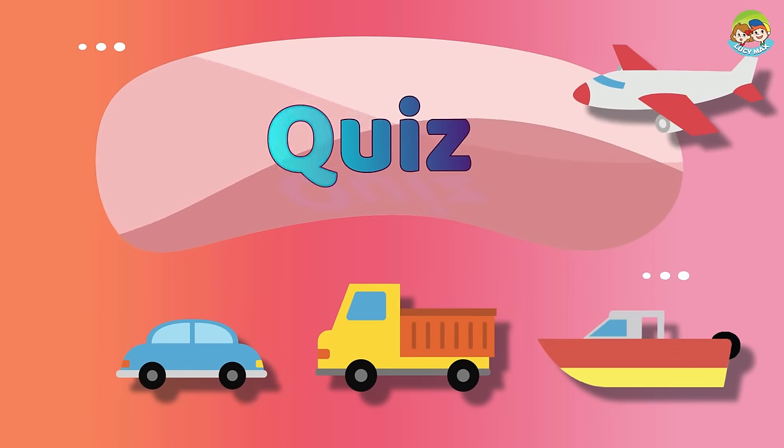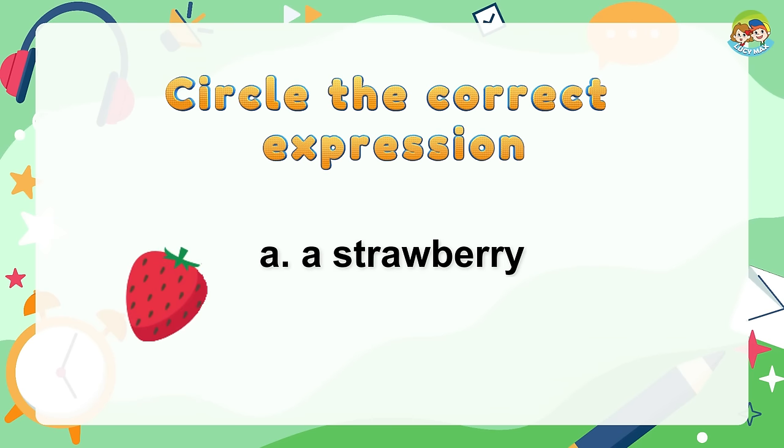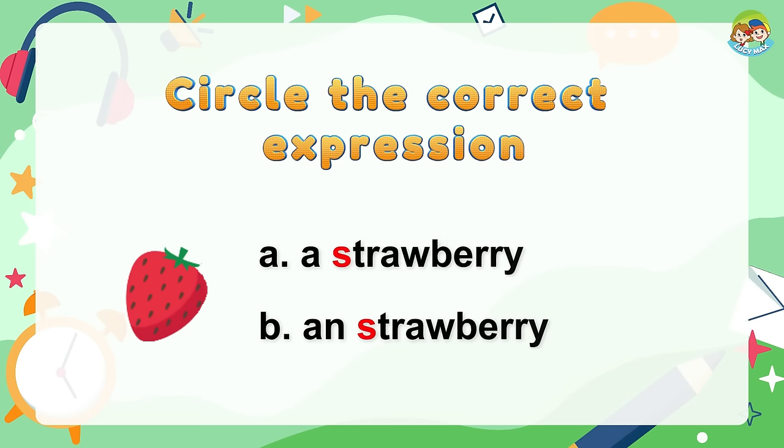Quiz. Circle the correct expression. A, a strawberry. B, an strawberry. Strawberry begins with a consonant, so we circle a strawberry.